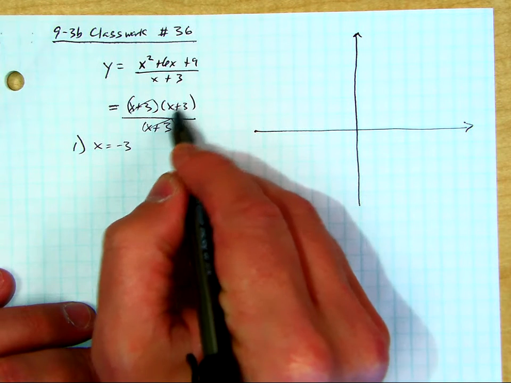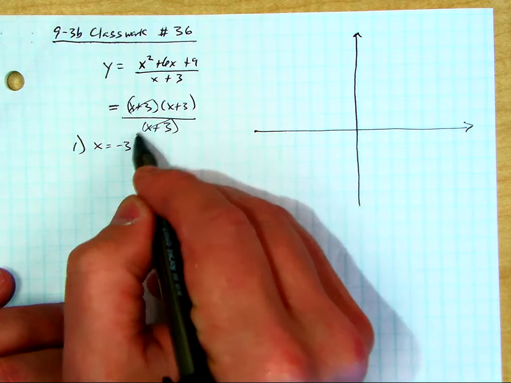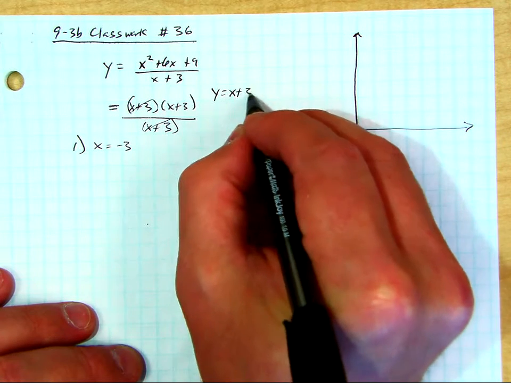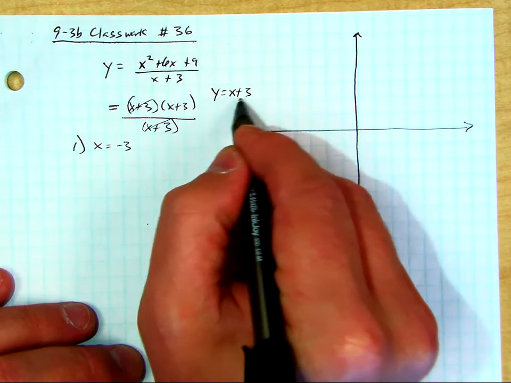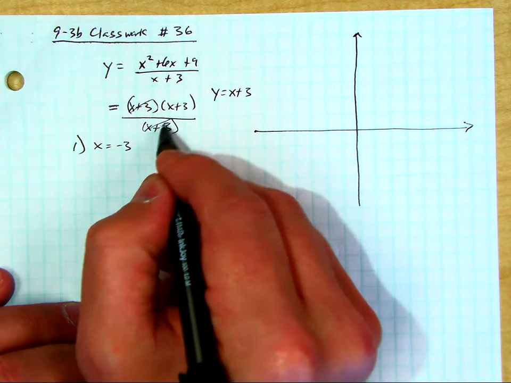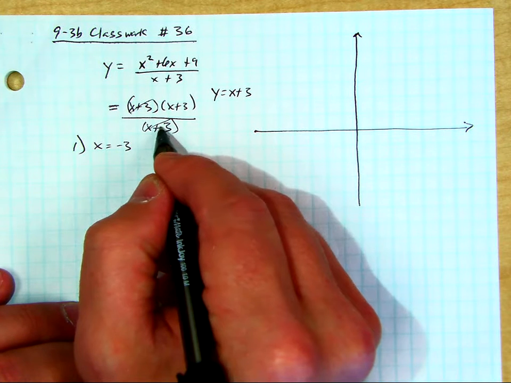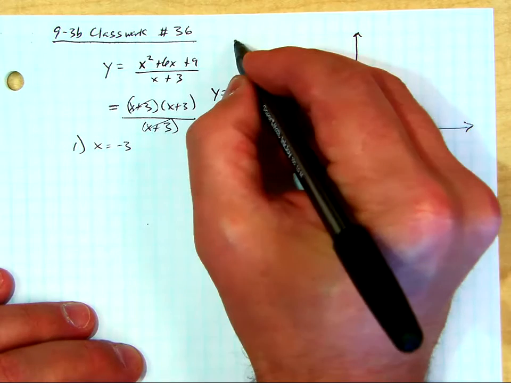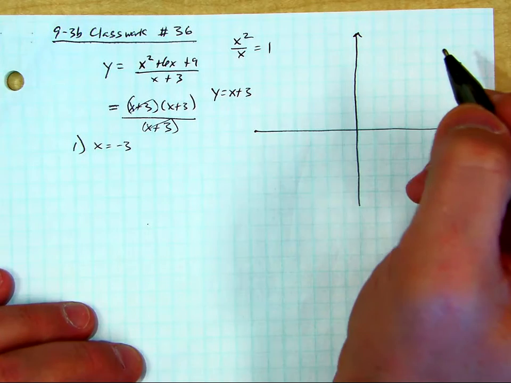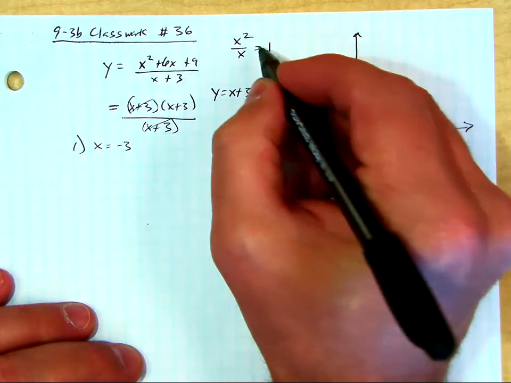But you can't cancel out both of these. When you cancel out these two, what you're left over with is y equals x plus 3. This is a slope-intercept form of a line, and that's how we'll graph it in just a minute. But you can't use one factor on the bottom to cancel out two factors. That would be like saying x squared over x, just cancel it out to be 1. And we know that's not true.